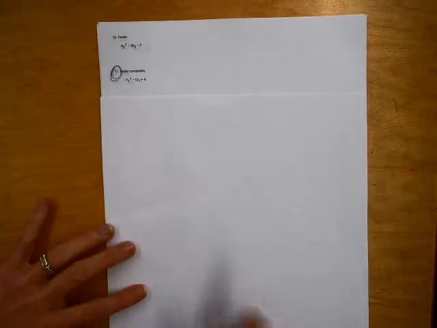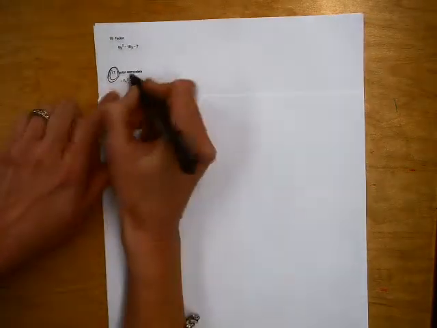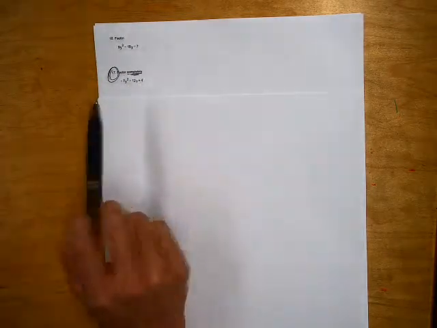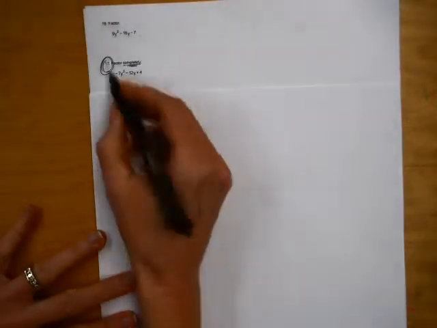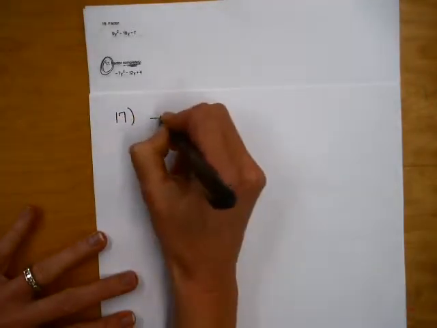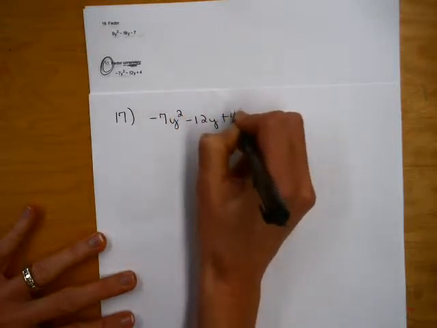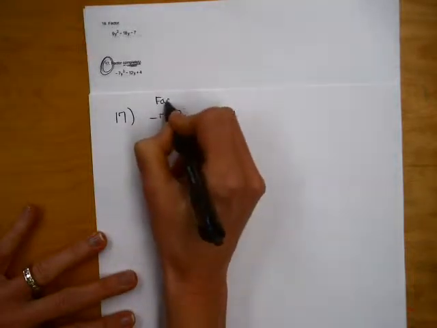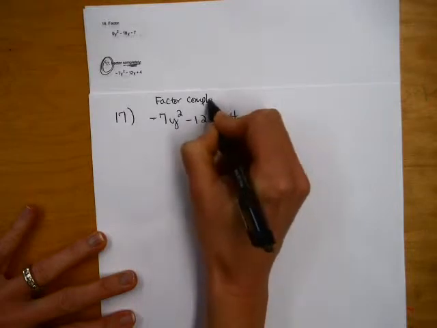So picking up with number 17, notice there's that word factor completely again. So again, that should kind of catch your attention that you're going to have to do more than one step. And so on 17, we have negative 7y squared minus 12y plus 4. And the reason this says factor completely is because this first term is negative, okay?